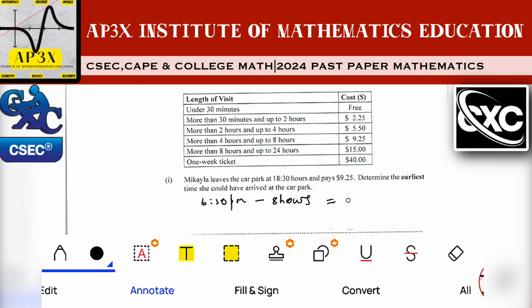So therefore the earliest possible time that she could have parked would have been 10:30 in the morning. So that's 10:30 a.m.